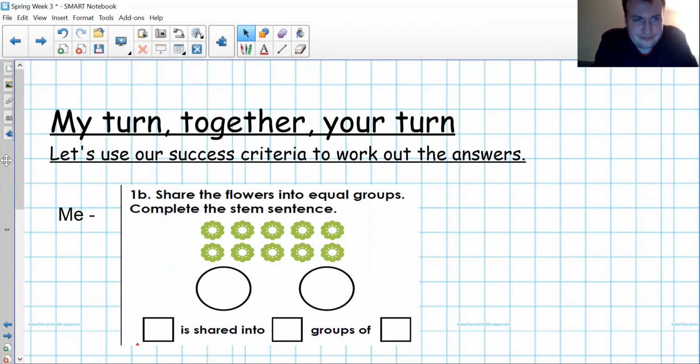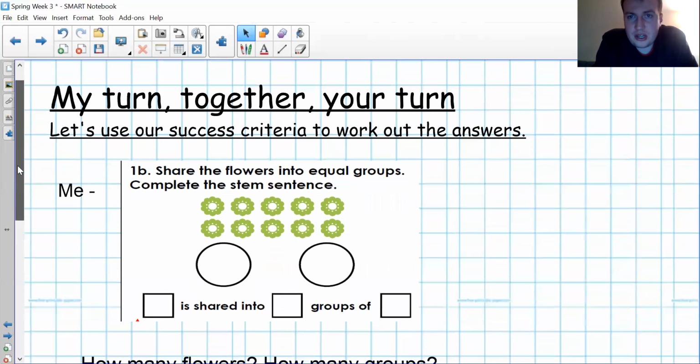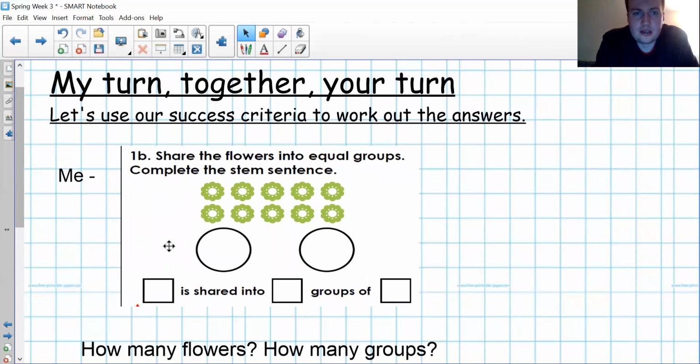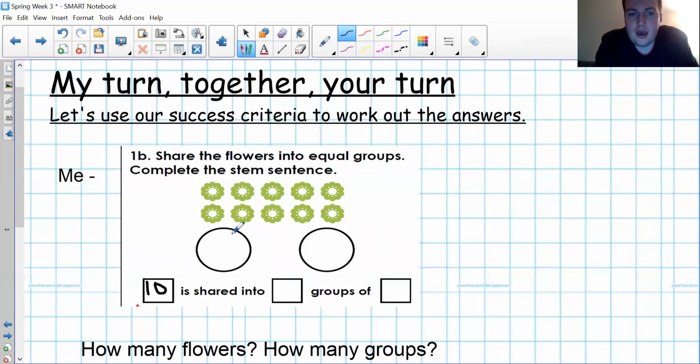Right. So I'm going to talk you through another question and then you're going to have a go. It says, share the flowers into equal groups and complete the stem sentence. So I'm going to follow the same steps. I'm going to see how many I've got. 1, 2, 3, 4, 5, 6, 7, 8, 9, 10. Then I'm going to see how many groups I've got. 1, 2. I've got 10 flowers in 2 groups.